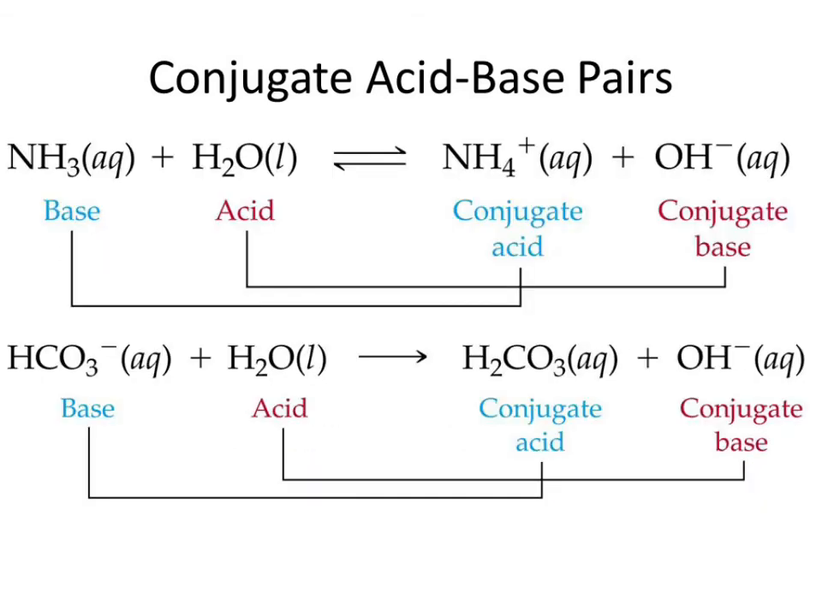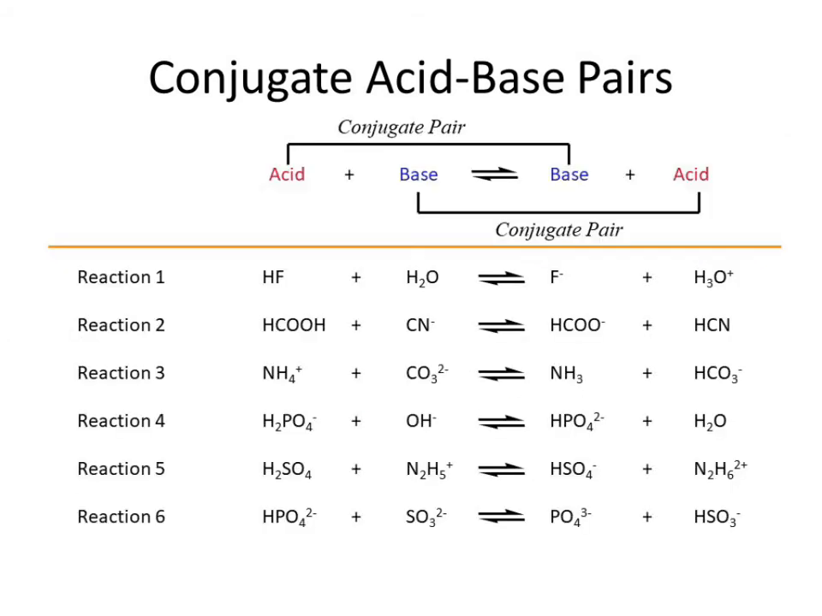So here's some more: ammonia and the conjugate acid ammonium, water and the conjugate base hydroxide. Here I have hydrogen carbonate as my base and carbonic acid as my conjugate acid. And then I've got water as my acid and hydroxide as my conjugate base. Here's several more. So here I've got HF, hydrofluoric acid, and a fluoride ion. So that's my acid, and then the fluoride ion is my conjugate base.